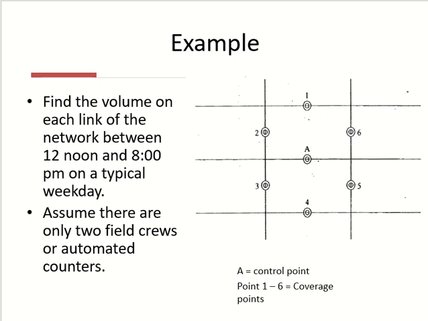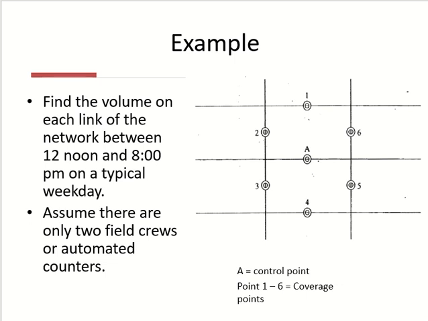And then in this network you see 7 points. Some of them are with numbers 1, 2, 3, 4, 5, 6, and one of them is with a letter A. So what's the difference between A and the other 6 locations? A is a control point and the remaining are coverage.